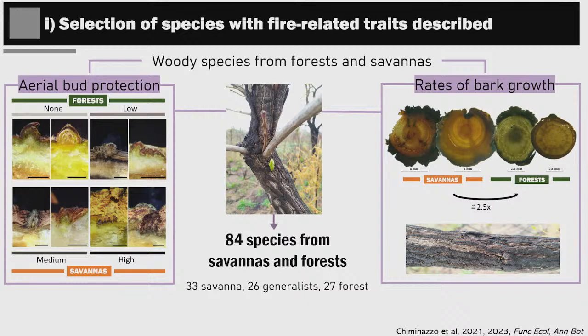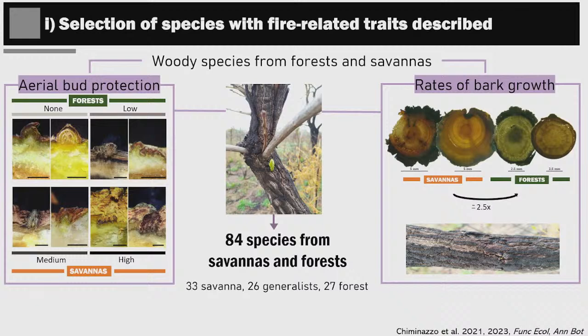We do know that species from forests, they show low or no bud protection, so their buds are very exposed to the environment. And species from savannas, they have medium to high bud protection, so they have a greater chance of surviving fire events and thus resprouting. The same idea applies for the rates of bark growth, and we've been observing that species from savannas, they can produce up to 2.5 times faster bark than species from forests, so it's another important trait.